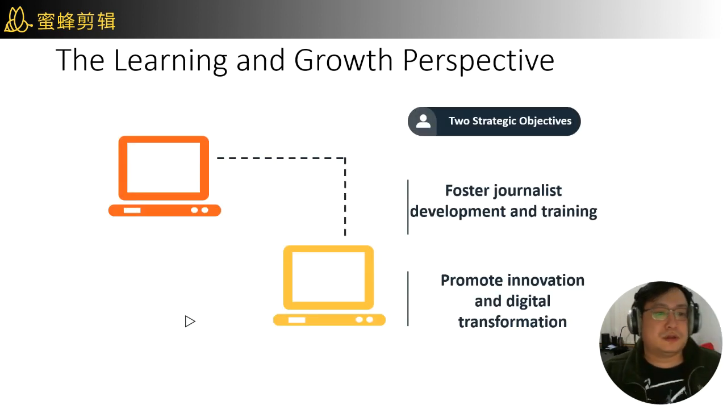Let's move to the learning and growth perspective. Our first objective is to support journalists' development and training. We will invest in their skills and expertise to improve news reporting and writing quality. Key metrics include training hours per journalist, attendance at industry conferences or workshops, and feedback on professional growth.